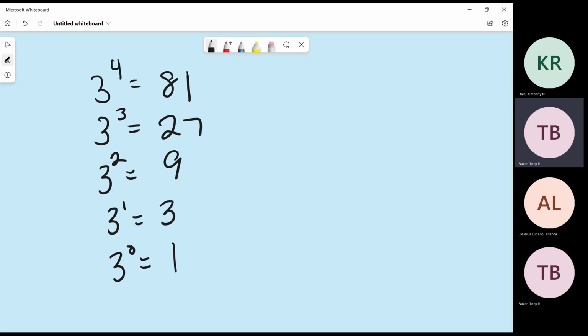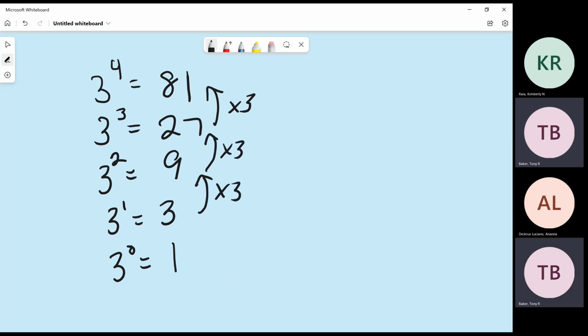Let's look at it. If I was going up this way, it's times 3. That way is times 3, that way is times 3, and that way would have to be times 3. If it was a 0, that rule wouldn't make sense. What's 1 times 3? It's 3. 3 times 3 is 9, 9 times 3 is 27, 27 times 3 is 81. The pattern has to hold true. The other direction is also true.